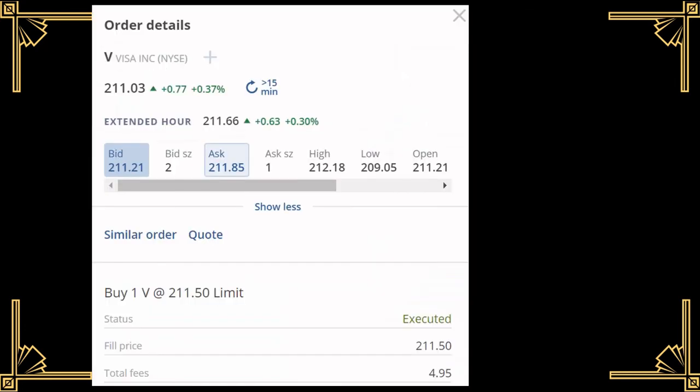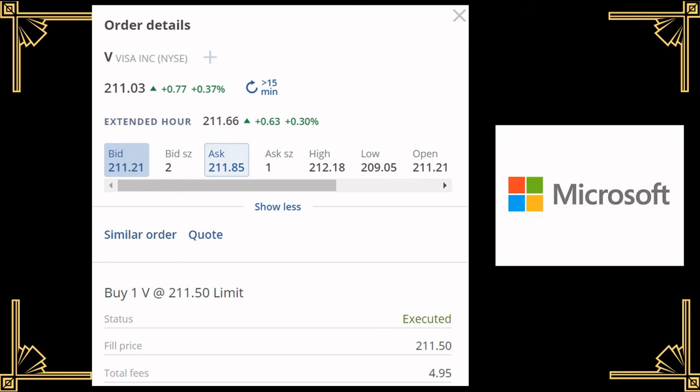With the converted money, I bought 1 share of Visa, and I am planning on buying 1 more share of Microsoft.